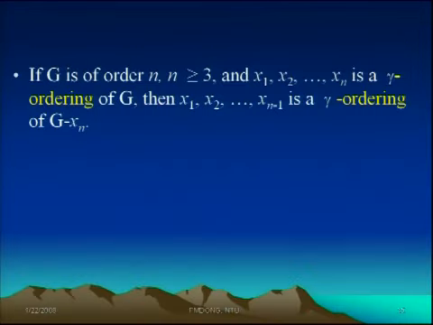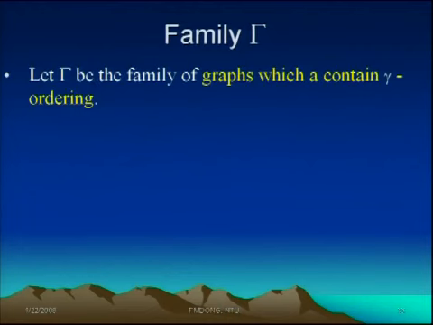So now it's easy to find a result here. If S1, S2, up to Sn is a gamma ordering, then S1, S2, up to Sn minus 1 is also a gamma ordering. So now we suppose gamma is the family of graphs which has a gamma ordering, okay?